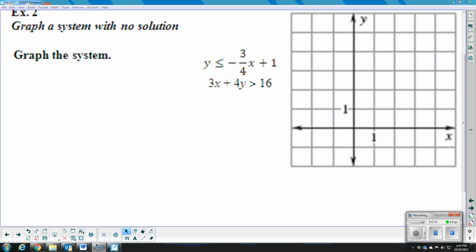The first one, we're going to use the solid line because this is y is less than or equal to. I'm going to start with my y-intercept, which is 1, and then I'm going to use my slope. I go down 3 units and over 4. So here's my first line.